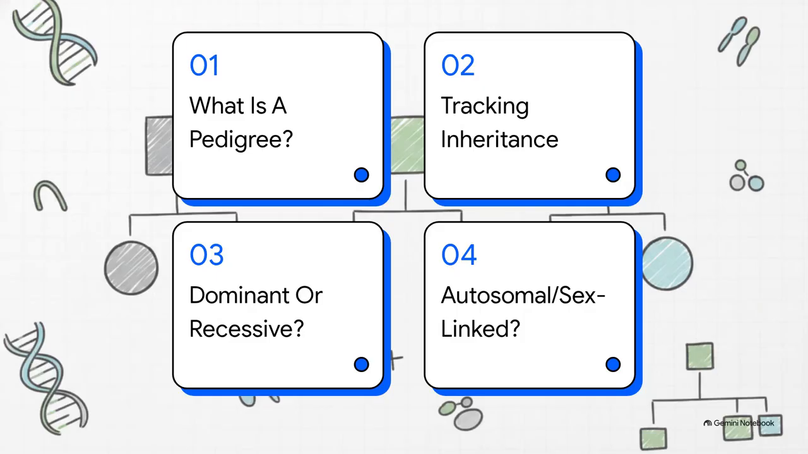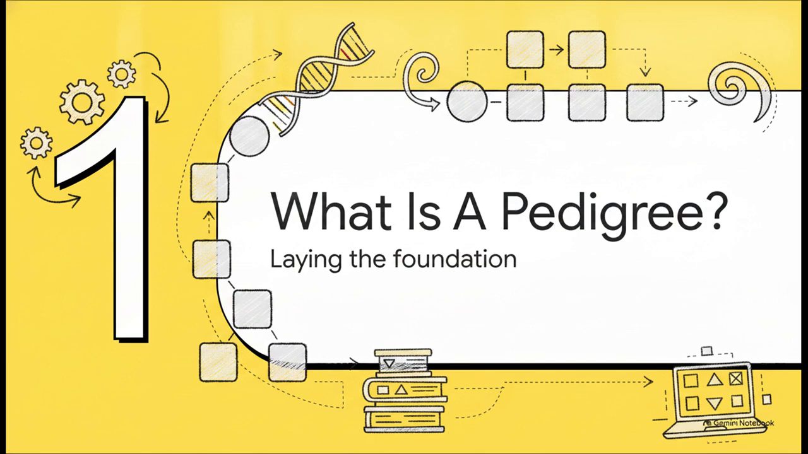We've got four main topics on our agenda today. First, what is a pedigree? Second, tracking trait inheritance. Third, dominant or recessive traits. And finally, autosomal or sex-linked traits. This is basically our roadmap for the biological toolkit we're about to build together. All right, let's kick things off with section 1. What exactly is a pedigree?